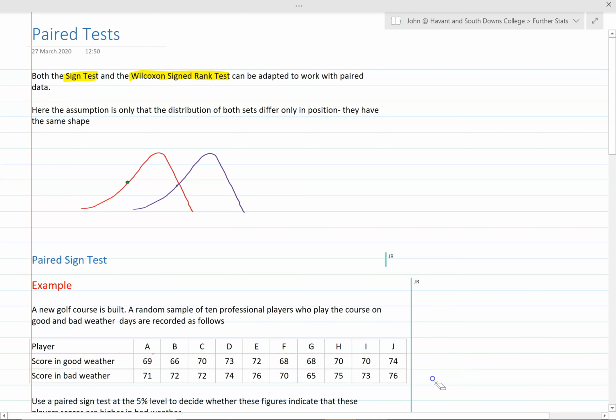Okay, which in this case, in the case of golf scores, well, can we assume they're normally distributed? Is it reasonable? So again, using a non-parametric test is the more cautious approach. Okay, let's get on with the question.